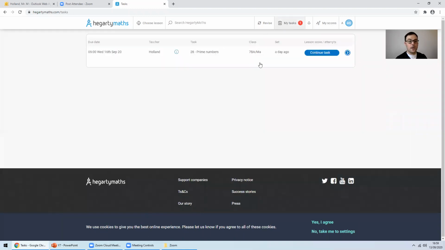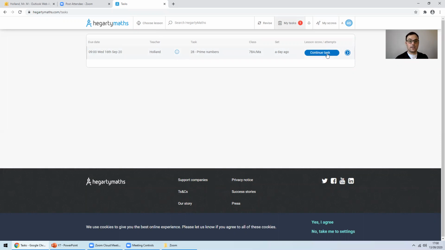teacher, which was me. There's a little eye icon here, which is a comment which has been added by the teacher of anything that the student needs to know. So in this particular case, I'm asking them to achieve at least 80%. You can see also that it's due on Wednesday, the 16th of September, so this coming Wednesday.